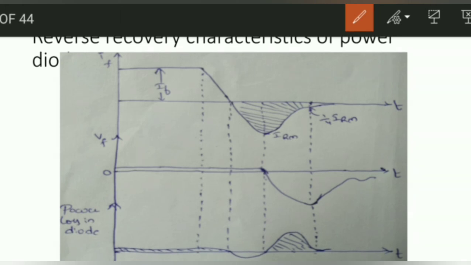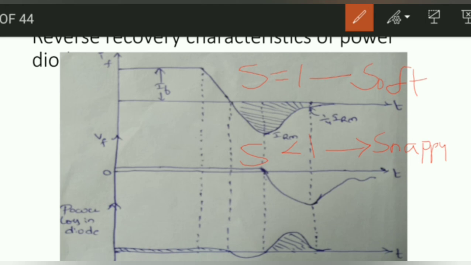If the S factor is equal to 1, it is called a soft recovery diode. If the S factor is less than 1, it is called a snappy recovery diode. A snappy recovery diode is nothing but a fast recovery diode. Please remember that.